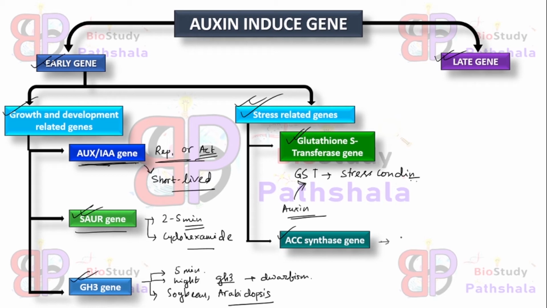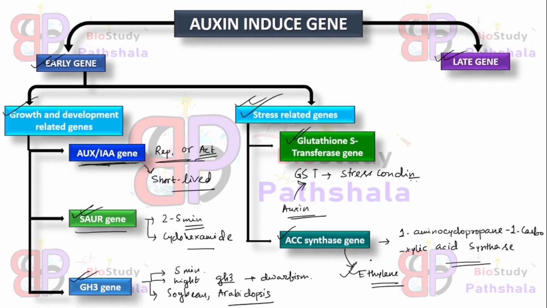stress conditions. The full form of ACC is 1-aminocyclopropane-1-carboxylic acid synthase. Okay, this particular gene encodes the key enzyme in the ethylene biosynthesis pathway. That means this gene product may lead to the production of the ethylene phytohormone, and this ethylene phytohormone is synthesized at the time of stress in the plant body.